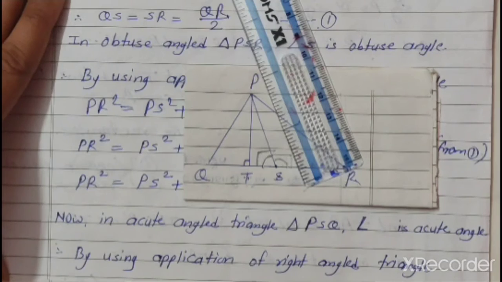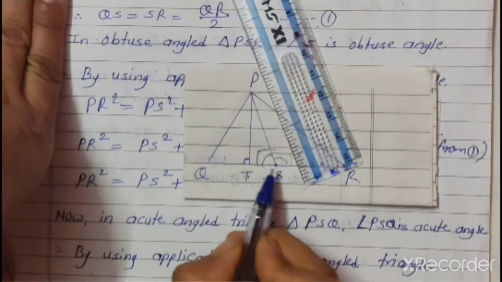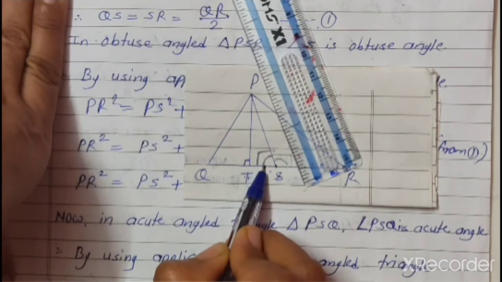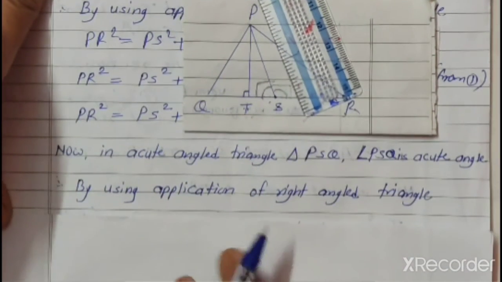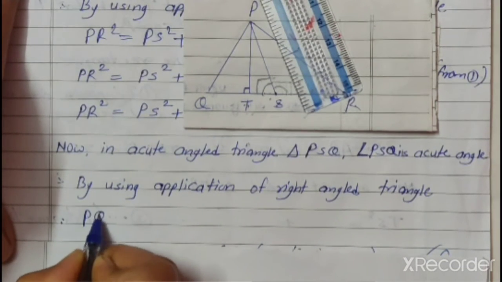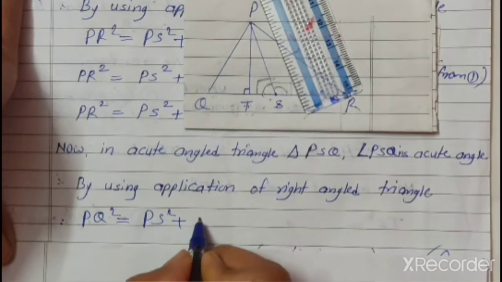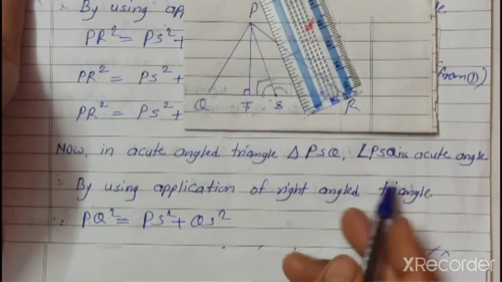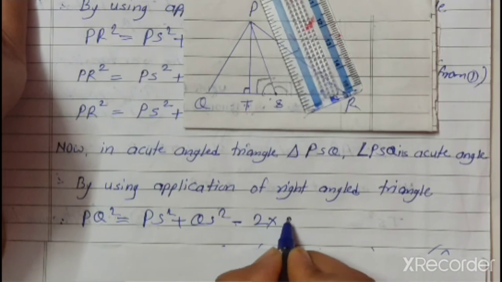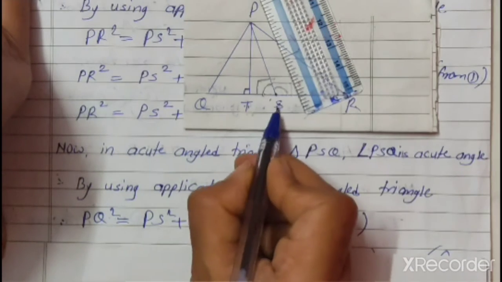In the acute angle triangle, here I am using angle PSQ because this PQ is opposite to point S. So this angle S is an acute angle, by using application of right angle triangle theorem. Hypotenuse square, PQ square is equal to side 1 square, PS square, plus side 2, here QS square. Now it is an acute angle, so use a negative sign, 2 into base QS into distance ST, the distance from this angle to the perpendicular.